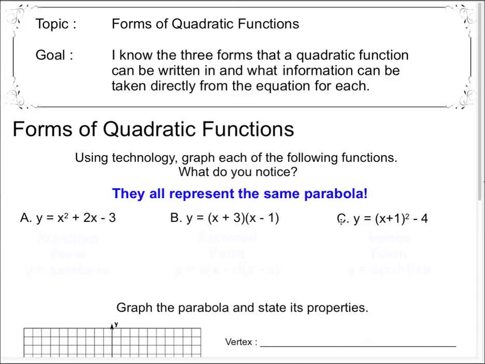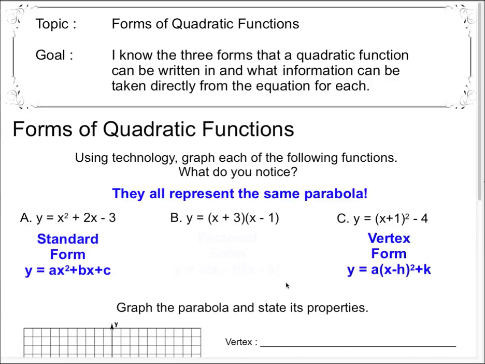So this one over here, part C, this is the one that we're familiar with. This is called vertex form. And here's the general form of it, a bracket x minus h squared plus k. This is the one we were working with last unit. Now we've got two other ones here. This first one is called standard form, ax squared plus bx plus c.